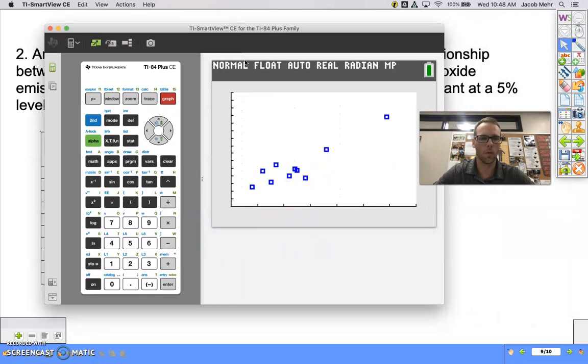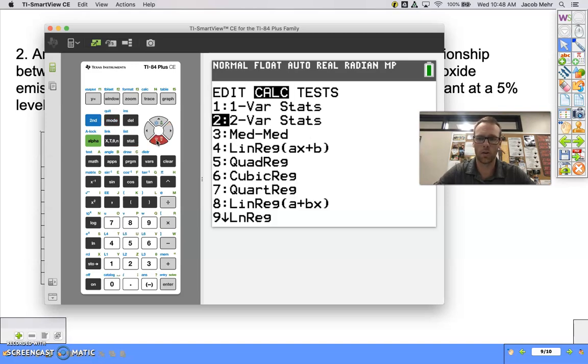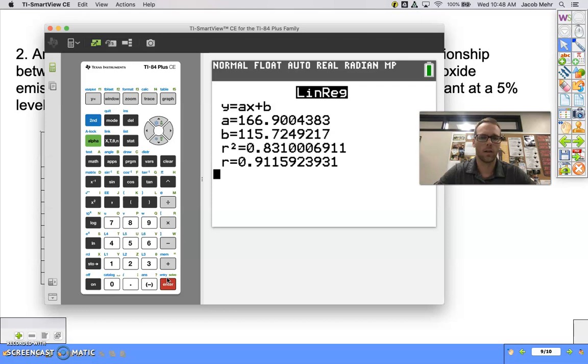Okay, so it looks to me like there is a relationship. Let's see how strong that correlation is. So we are going to quit out of this. We are going to choose stat, calculate. We're going to choose linear regression. All that looks good. Let's calculate, and we get an R value of 0.912.